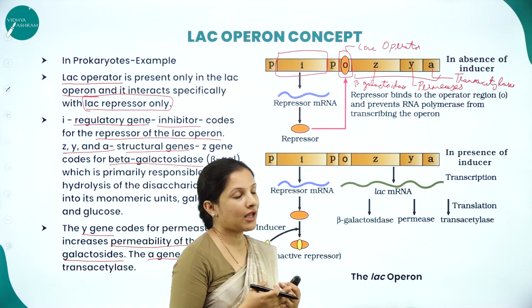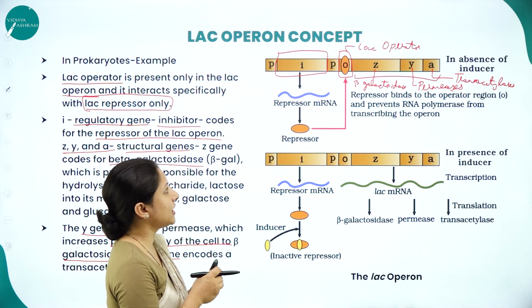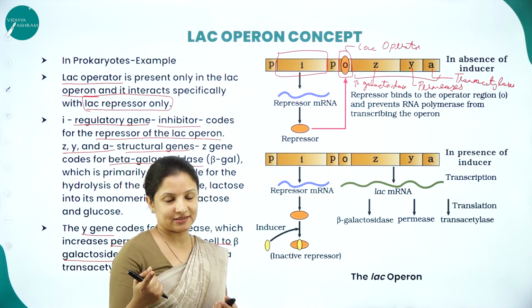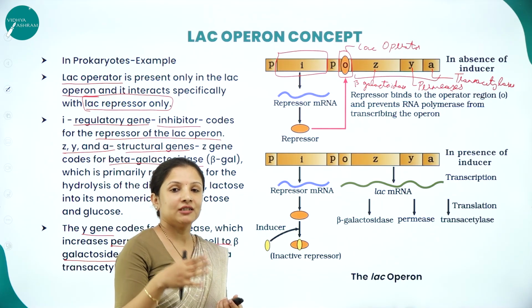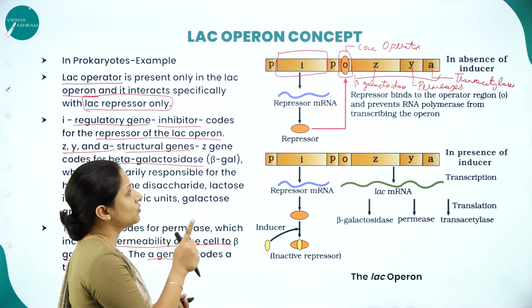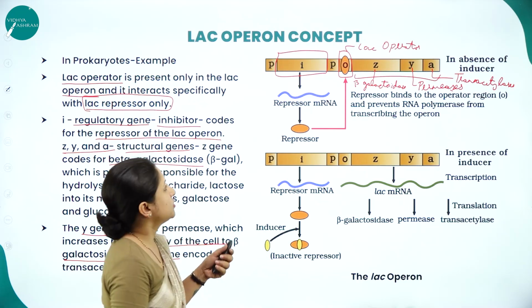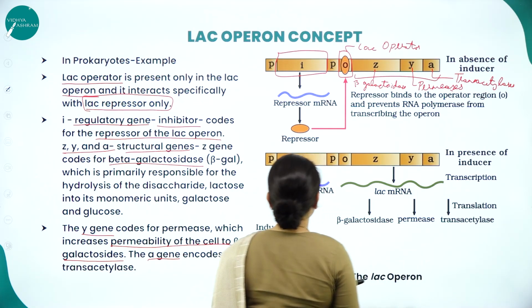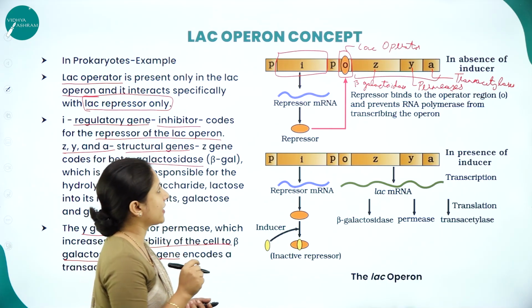Now we'll see what will happen in the absence of an inducer. An inducer actually regulates the gene expression, or an inhibitor actually stops the gene expression. So now we need an inducer. So that inducer is nothing but what? It is lactose. The inducer is lactose.